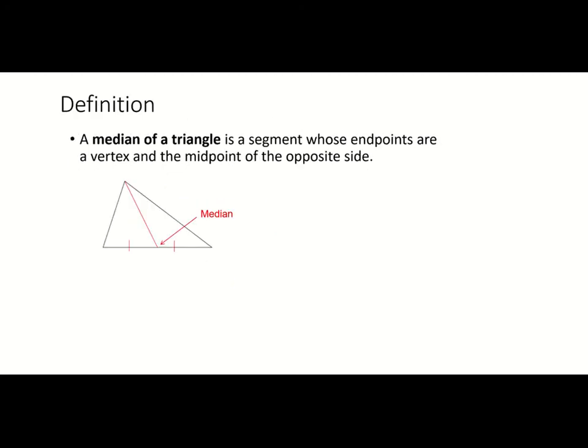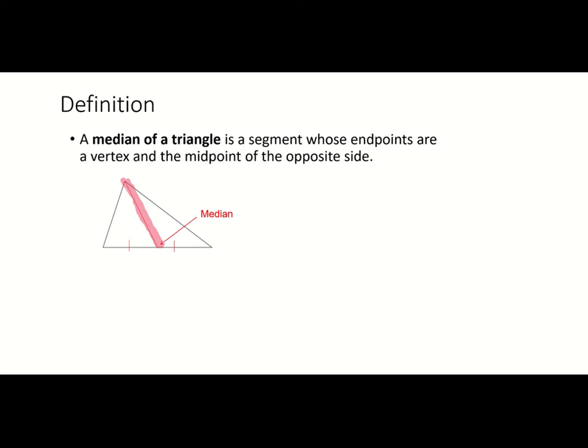Next, we're going to look at a median of a triangle. The key thing here is the median does come from the vertex of an angle and goes to the opposite side, and the median will always connect to the midpoint of that segment, so it will cut the opposite side into 2 equal parts. It doesn't have to be perpendicular, it's just a line. And again, every triangle will have 3 medians.